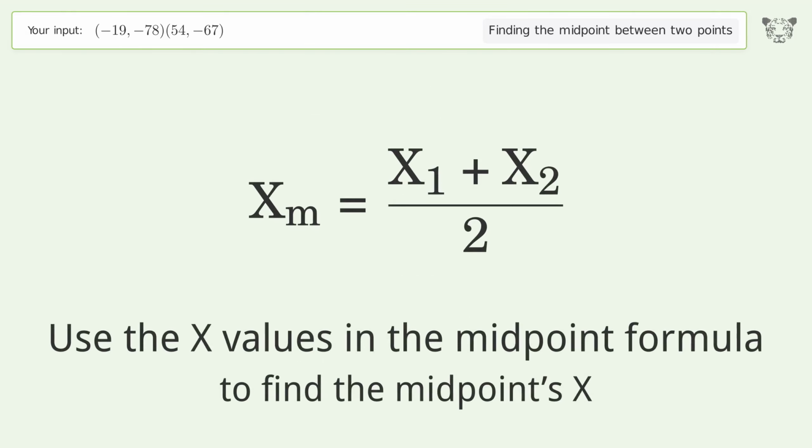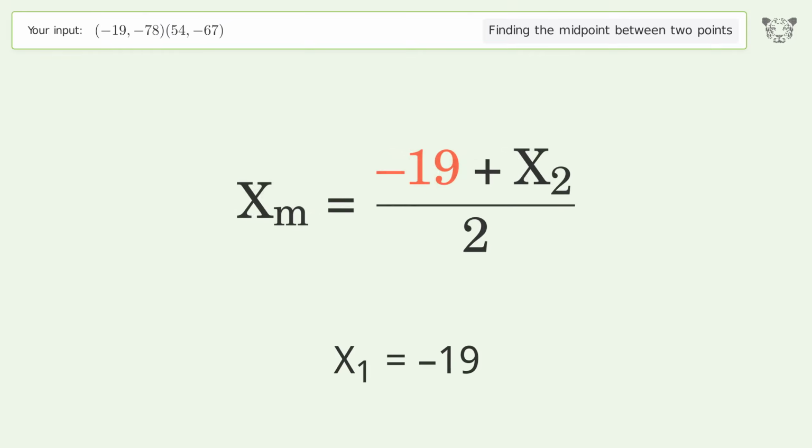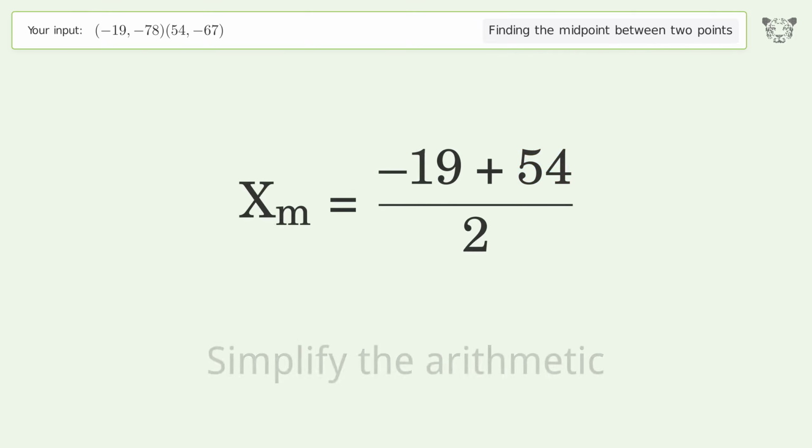Use the x values in the midpoint formula to find the midpoints x. x1 equals negative 19. x2 equals 54. Simplify the arithmetic.